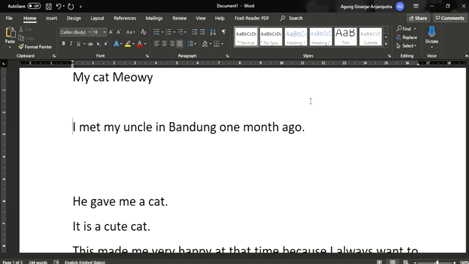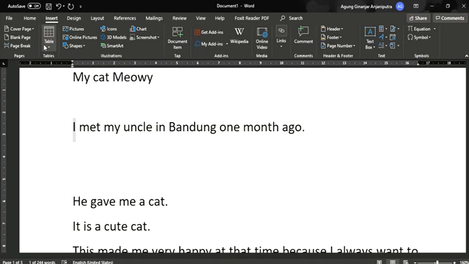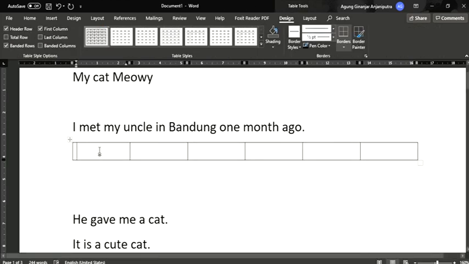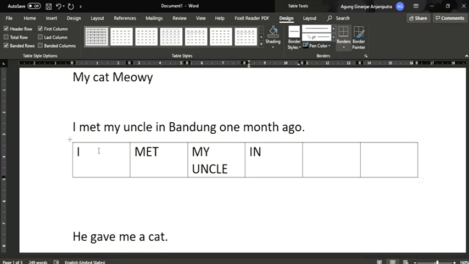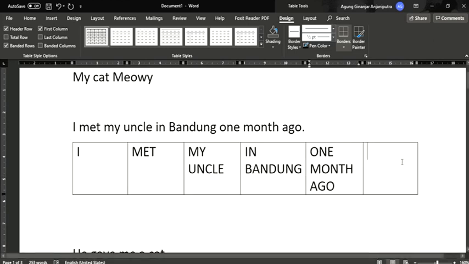So the first one, we need to parse it. How many columns do we need? 1, 2, 3, 4, 5. We need 5 columns. Now let's insert the columns. I met my uncle in Bandung. I met my uncle in Bandung, 1 month ago.